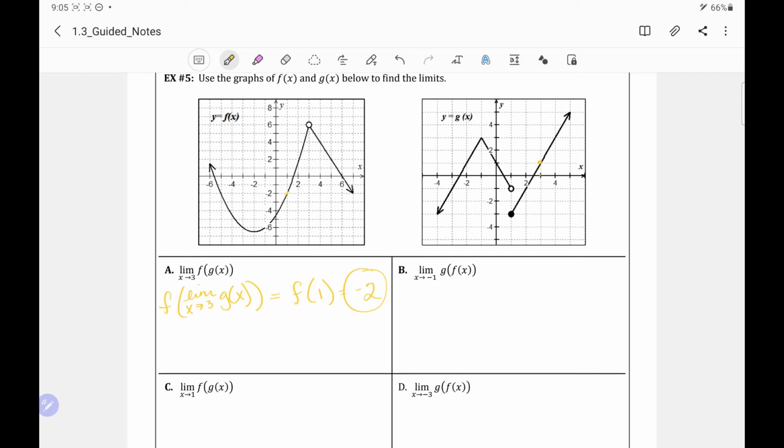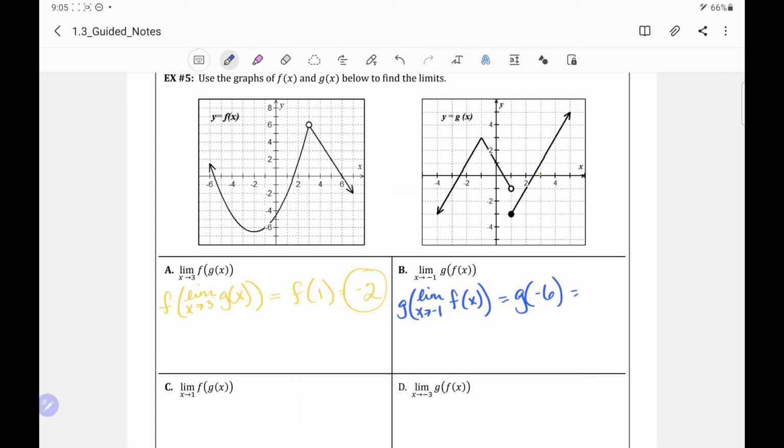Okay, looking at B, the limit as x goes to negative 1 of g of f of x. So I bring out the g, and we've got the limit as x goes to negative 1 of f of x. So I look at f, where's negative 1? Come down, it's at negative 6. So this is g of negative 6. Well, we look at g, find negative 6.